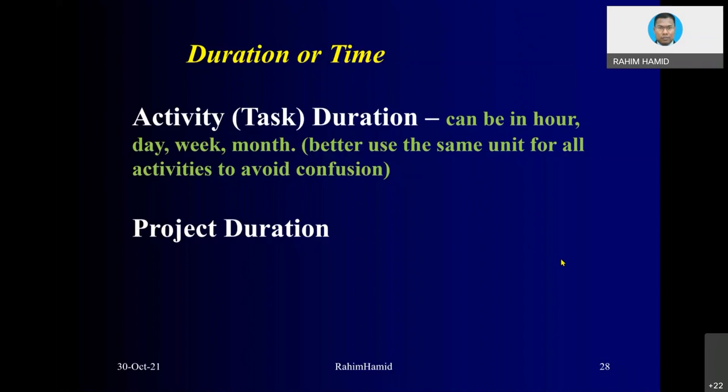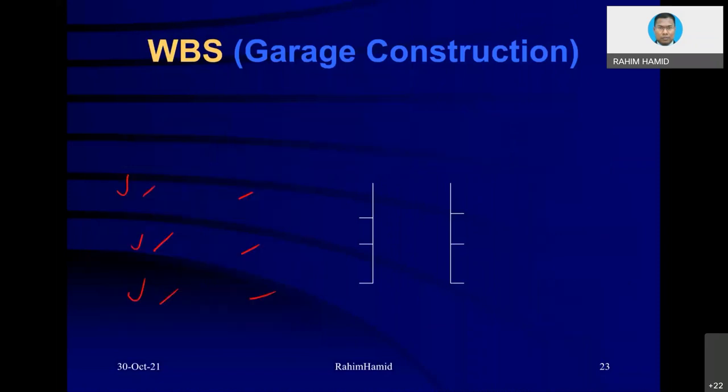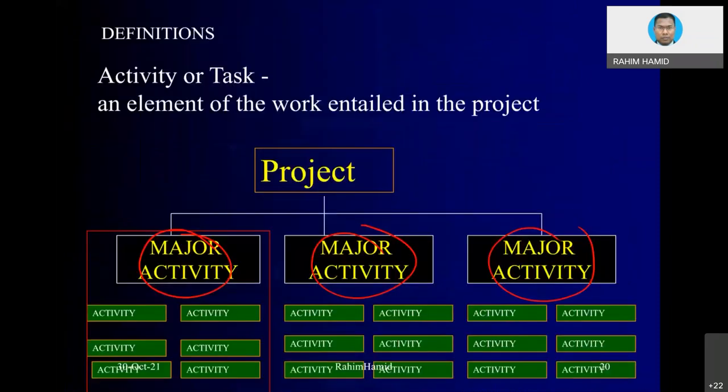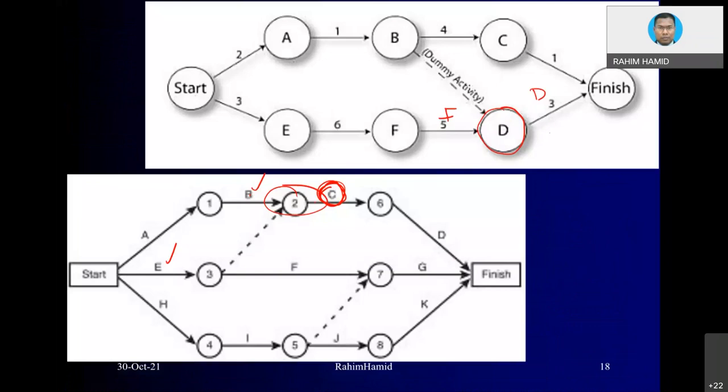Normally, if we have a big activity here, the project duration will appear here at the end of this drawing, at the end of the finish. Okay, here is what we call project duration, whereas inside the diagram reflects activity duration.